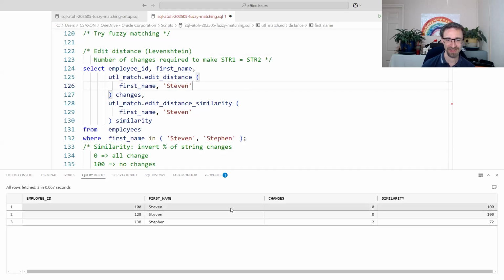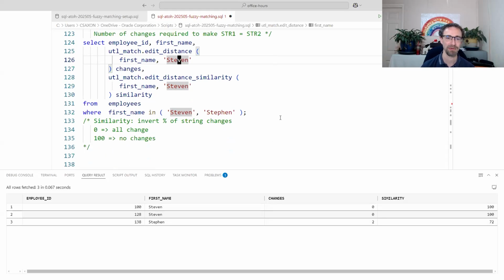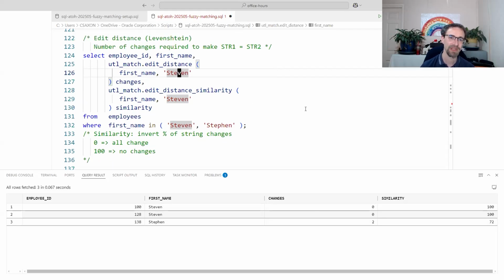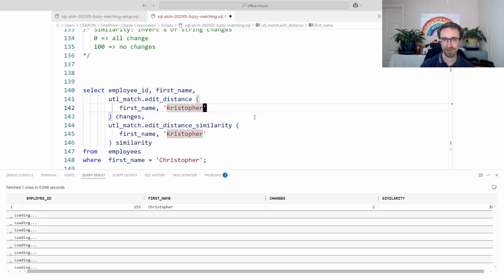So if we run this, we can see Stephen to Stephen, well, that's exactly the same, 0 changes. Stephen to Steven with a PH, we got 2 changes. So we've changed the V to a P and added an H, right? So how many characters did we change here? The similarity is just that scaled between 0 and 100, okay? So 100 is a perfect match when there's 0 changes, and 0 similarity is when every character has to change. There are no characters in common whatsoever. So that's Levenshtein.